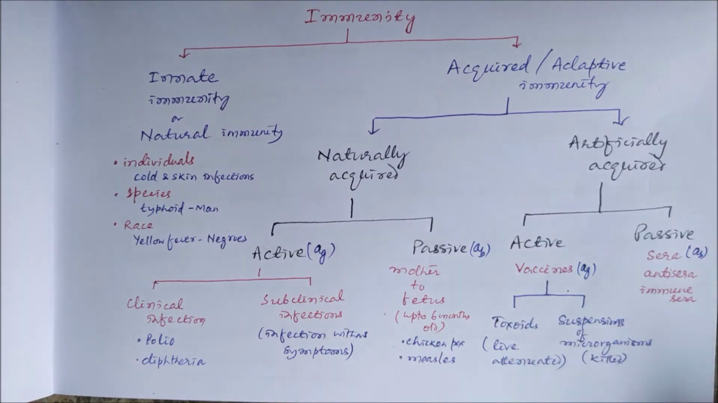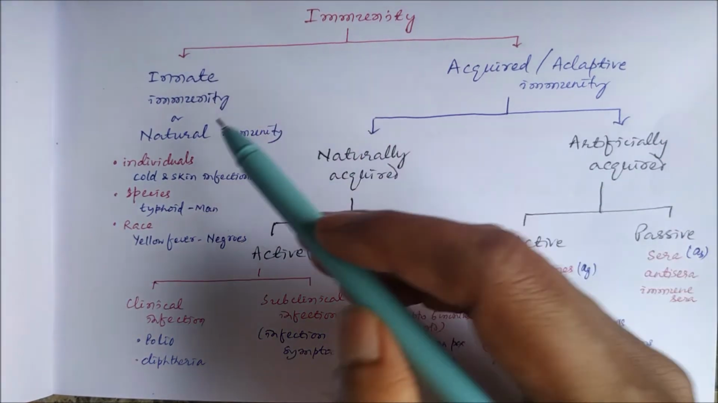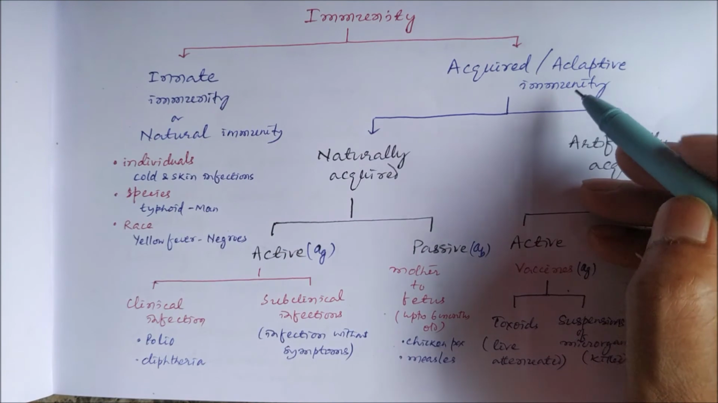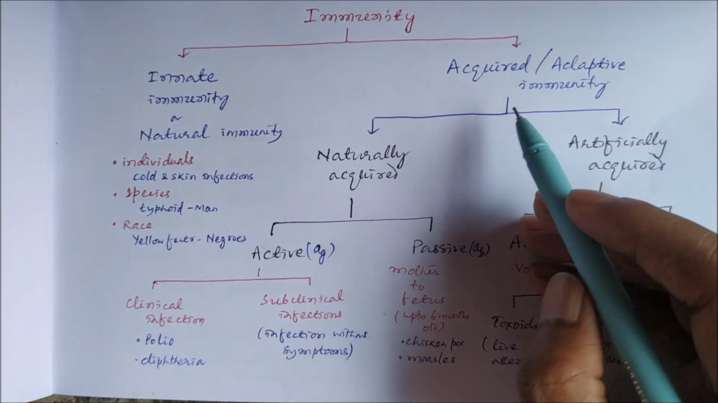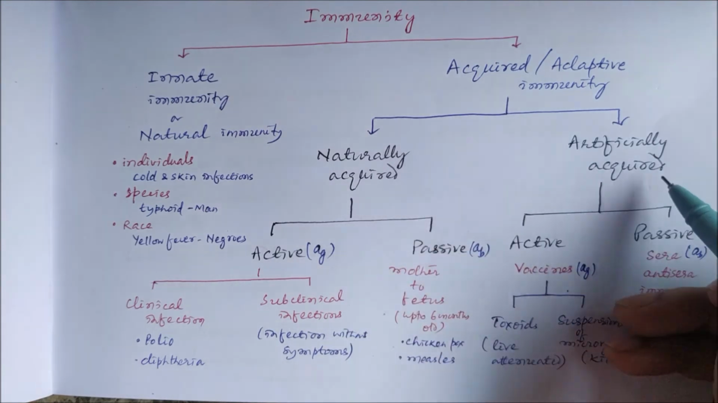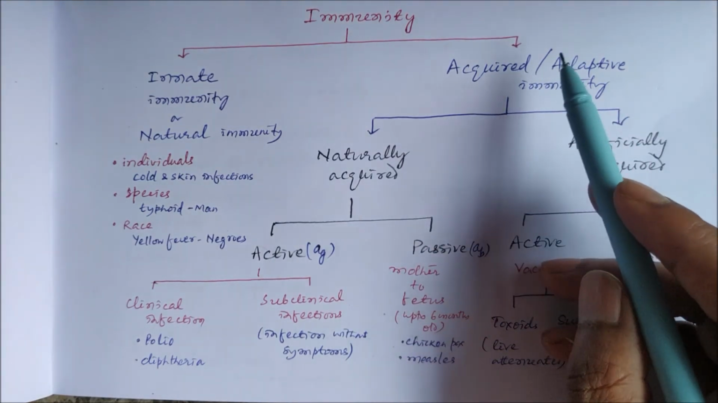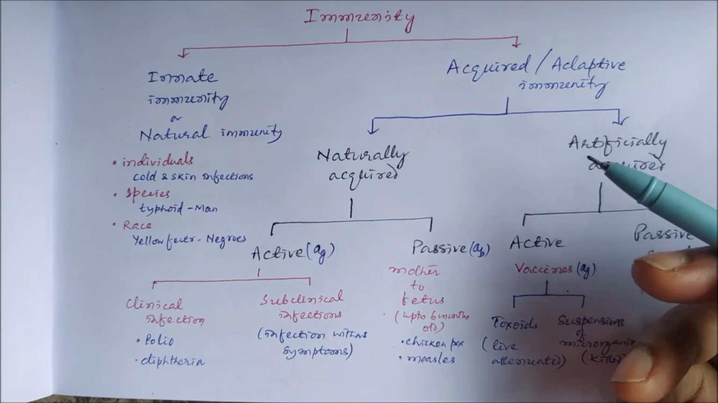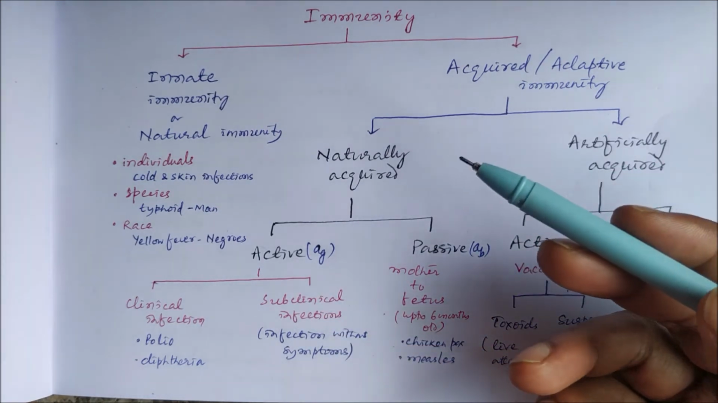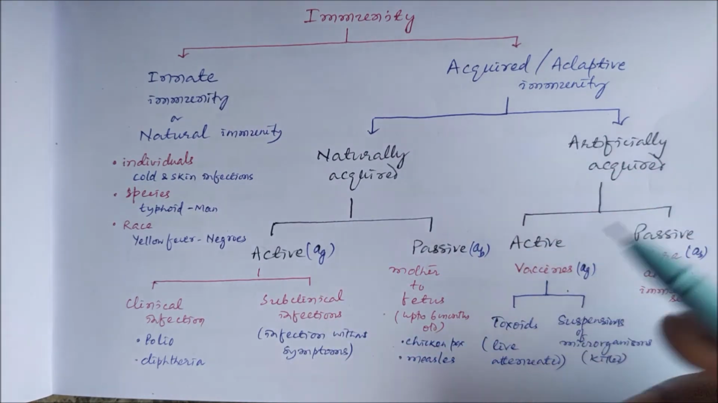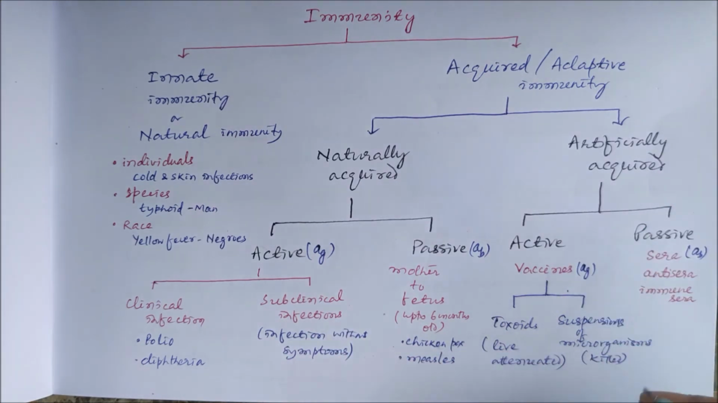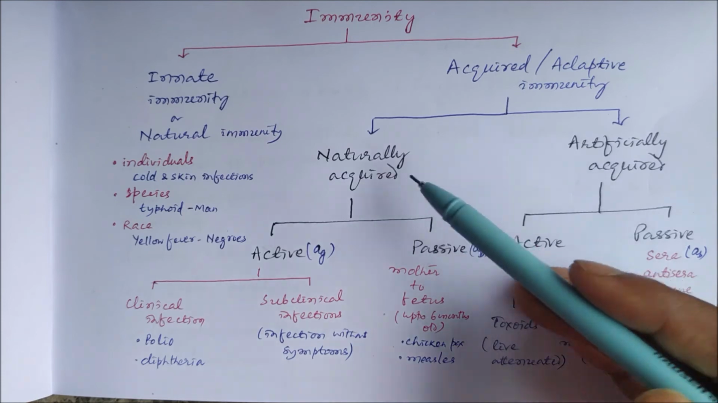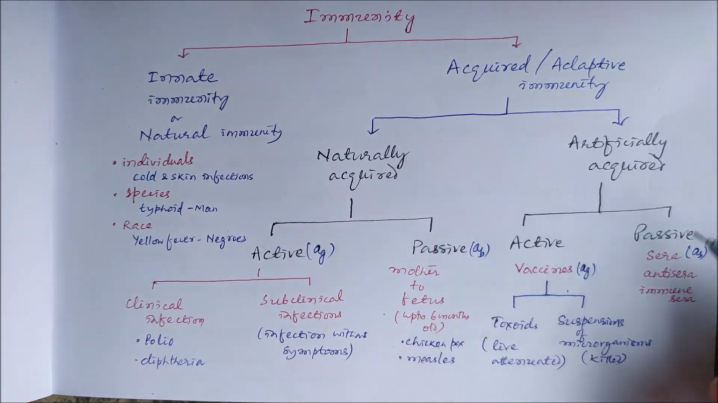So this is immunity. Immunity can be either developed naturally, or it can be acquired, and acquired can be either naturally acquired or artificially acquired. Acquired can also be active or passive. Active immunity can be naturally acquired or artificially acquired: naturally acquired through infections, artificially acquired through vaccines. Passive immunity can be naturally acquired from mother to fetus, and artificially acquired through preparations of antibodies.